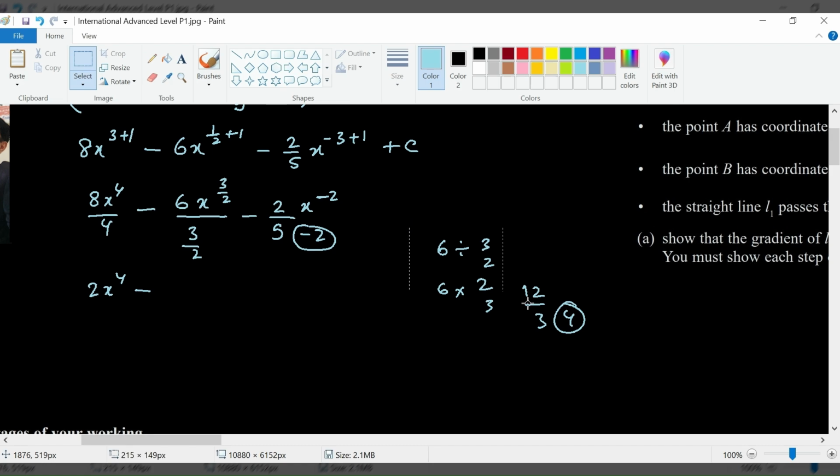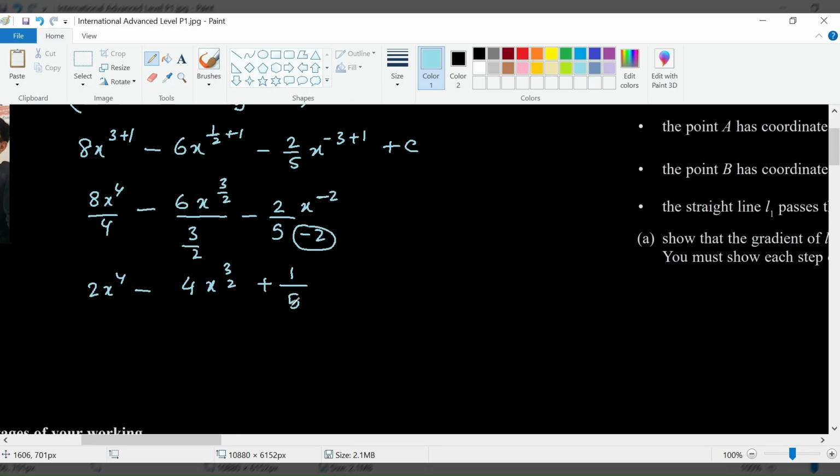Now in the second term, what we are going to write as a final answer is going to be 4 and x to the power 3 over 2. Now the last one is going to be, as you can see, minus minus is a plus, and 2 times 2 divided by 2 is going to give us a 1. So I will write 1, and here I will write 5, and this is going to be x to the power minus 2, and plus c is a must. Always and always remember, plus c is something that you should not miss.